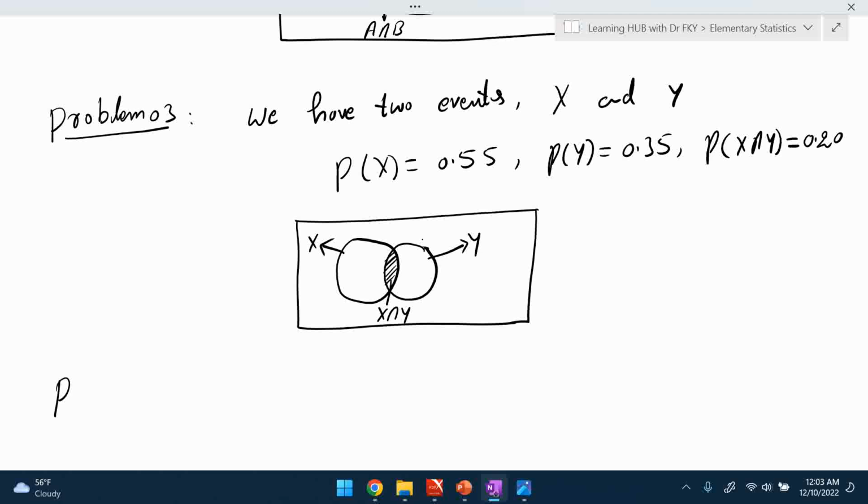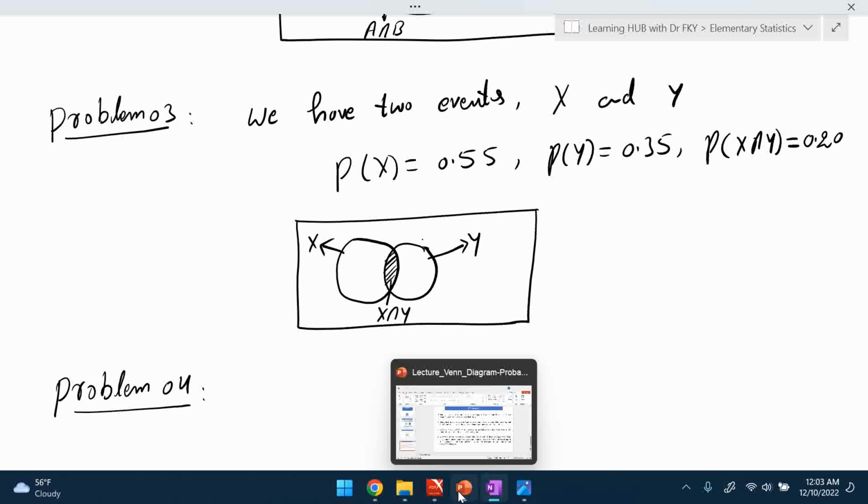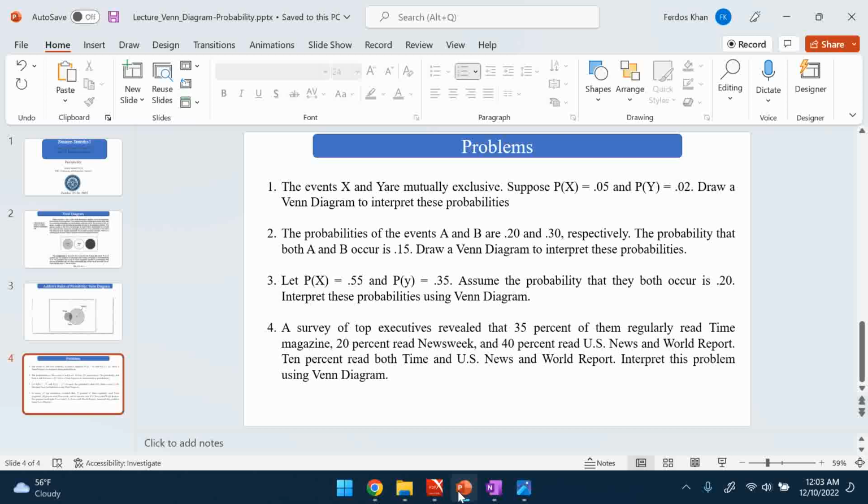Now, problem 4, you can solve another problem. I will solve these 4 problems by interpreting Venn diagrams. So, problem 4 is interesting. A survey of top executives revealed that 35% of them regularly read Time magazine, 20% read Newsweek, and 40% read US News and World Report. This means that we have 3 events in this problem. 10% read both Time and US News and World Report. Interpret this problem using a Venn diagram.